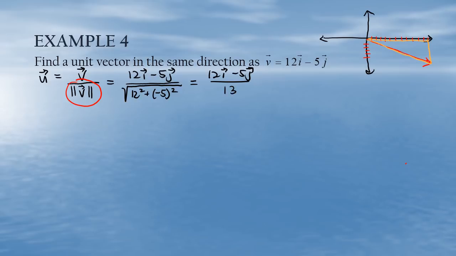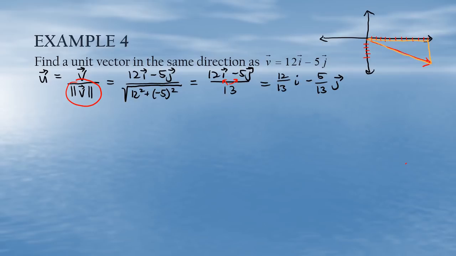Now I'm going to do one last thing here, and let's remember some fraction work. Anything divided by a single digit denominator, another way of writing that is distributing that 13 to each one of those pieces. So I could say that 12/13 i minus 5/13 j. That is a unit vector that is in the same direction as vector v.